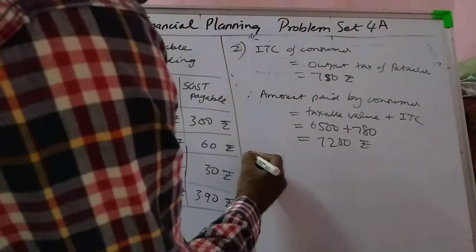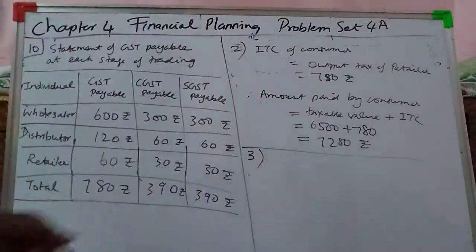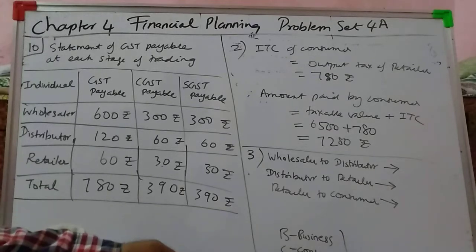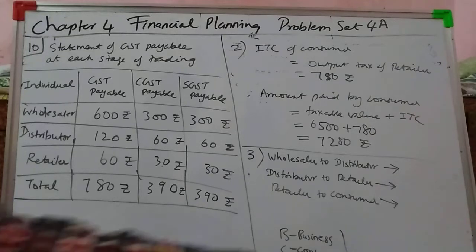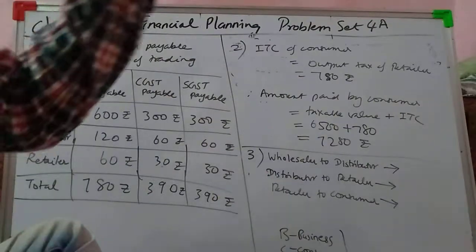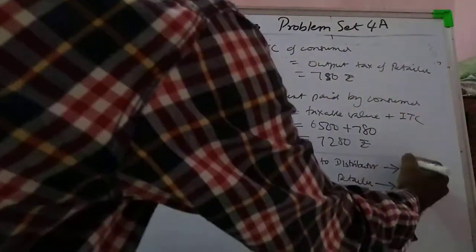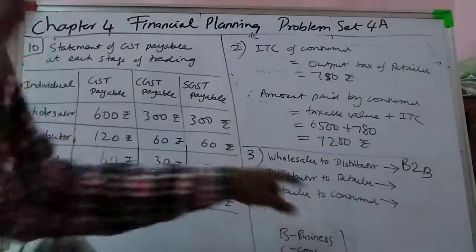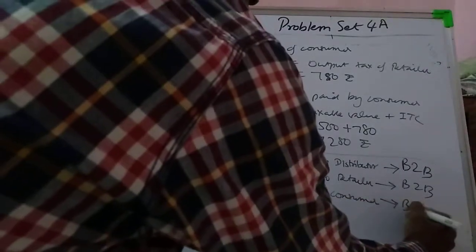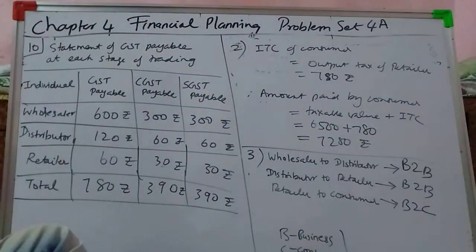Okay, there is also the third part. Last, we have to find the type of invoice, B2B or B2C: B means business, C means consumer. Wholesaler to distributor is business, so it will be business to business, and again distributor to retailer is business, so that will also be B2B. Now retailer is business, consumer is consumer, so it will become business to consumer. Okay, I hope you got that. Next, let us do problem set 4B.